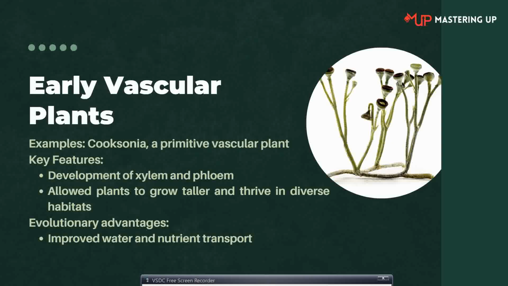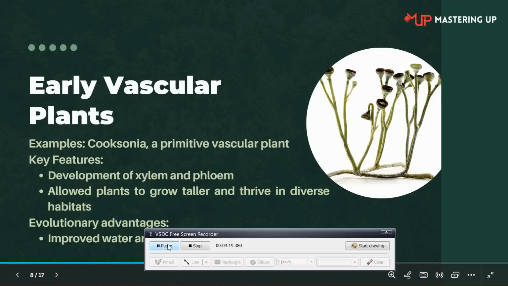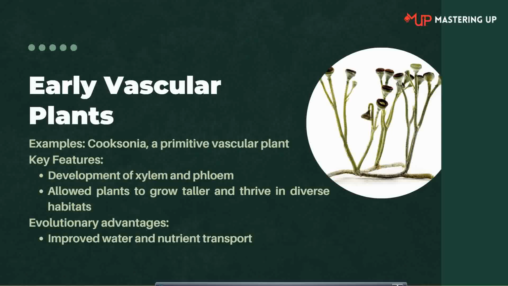Okay. Now coming to the early vascular plants. In this image you can see Cooksonia. They are the primitive vascular plants. This one is the primitive vascular plant. You can say they are the first vascular plants present. So Cooksonia is a primitive vascular plant.